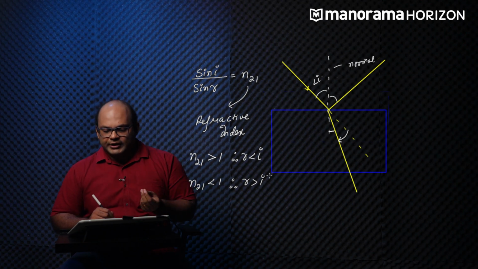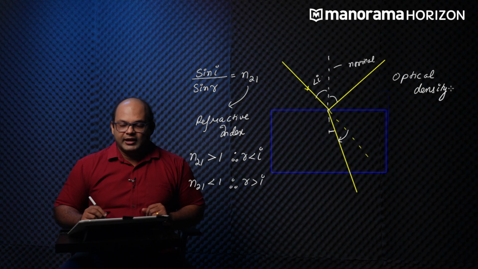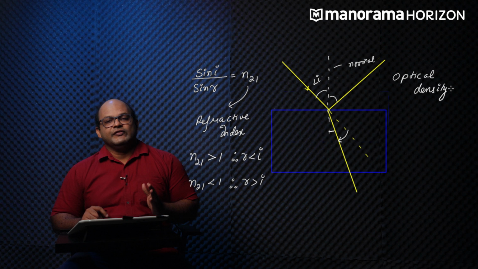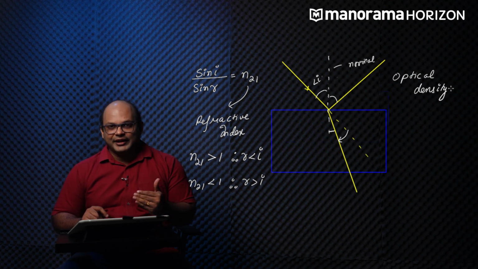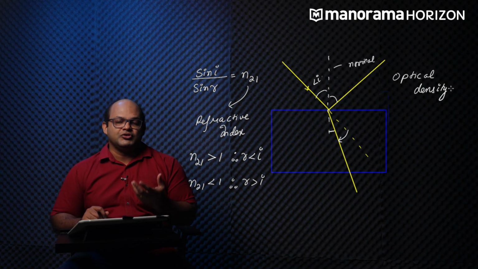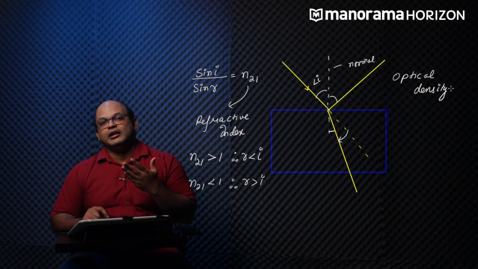Now, there is a quantity that we call optical density. What optical density tells us is how fast light will travel in a particular medium. If we say that the optical density of a medium is high, it means that light travels more slowly in it compared to a rarer medium like vacuum or air. For example, diamond is an optically dense medium. The speed of light in a diamond is much less than the speed of light in open air or in a vacuum. On the other hand, air will have less optical density compared to diamond because the speed of light in air is much greater than the speed of light in a diamond.